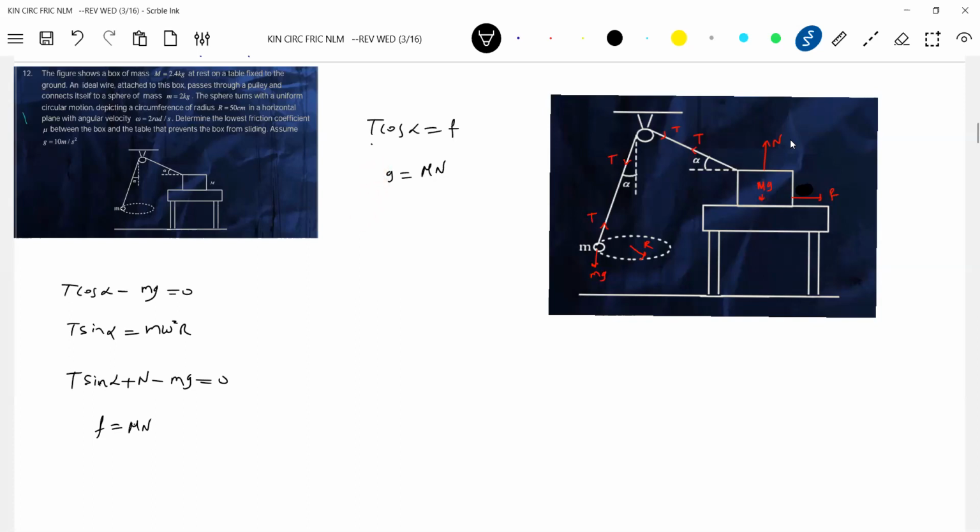Small mg, it is. There are two m's here, small m and capital M, so just be alert. Small m g equal to mu N. Further, N you can replace: N equals Mg minus T sin alpha. So small mg equal to mu, capital Mg minus T sin alpha, and T sin alpha we can write as m omega square r sin alpha.